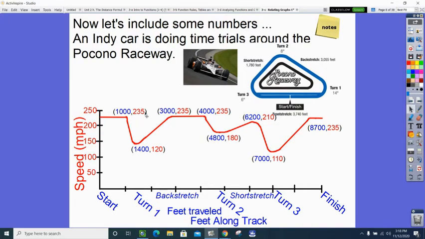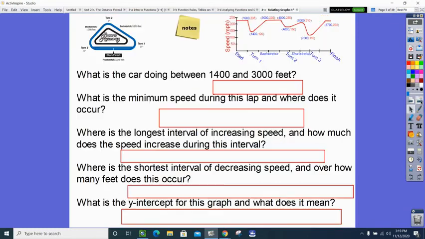Look at that, 235 miles per hour on that start stretch. Now notice we slow down to 120 to take that turn, start speeding up again, and then when we hit the back stretch, we're back up to that 235 miles per hour. Okay, so just to give an idea there, let's answer some questions about this graph.